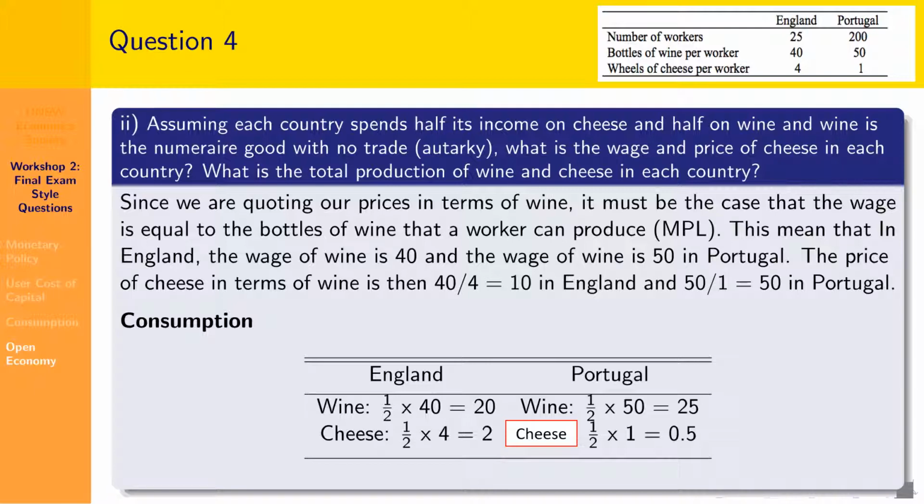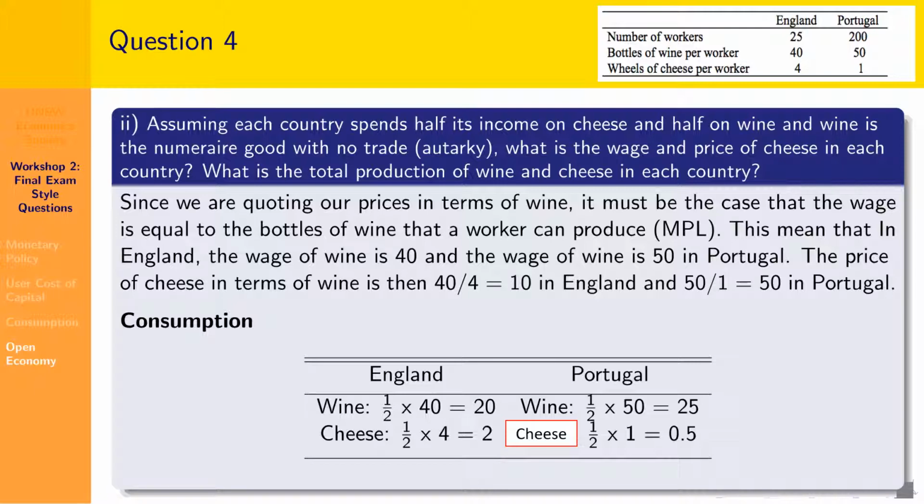Since we are quoting our prices in terms of wine, it must be the case that the wage is equal to the bottles of wine that a worker can produce, which is equal to the MPL. This means that in England, the wage in terms of wine is 40, and the wage in terms of wine is 50 in Portugal. The price of cheese in terms of wine is then 40 divided by 4, which is equal to 10 in England, and 50 divided by 1, which is equal to 50 in Portugal.